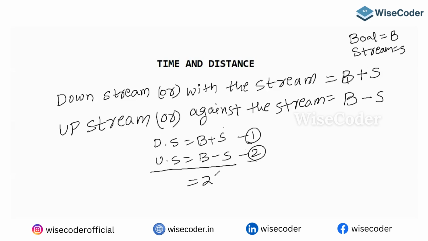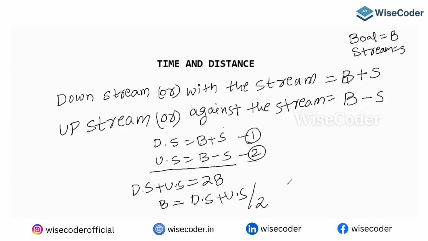Then you will get 2b, which is equal to downstream speed plus upstream speed, which means the boat speed is equal to downstream speed plus upstream speed divided by 2.